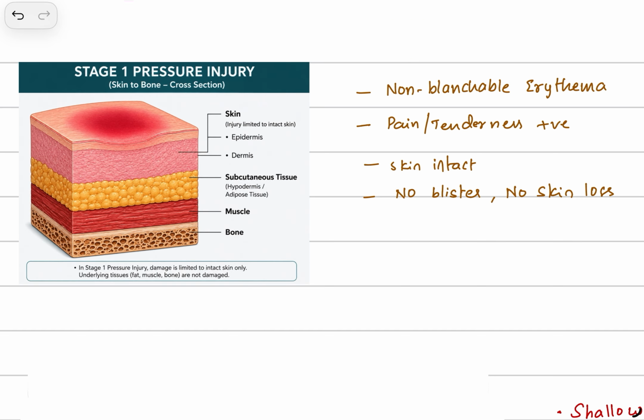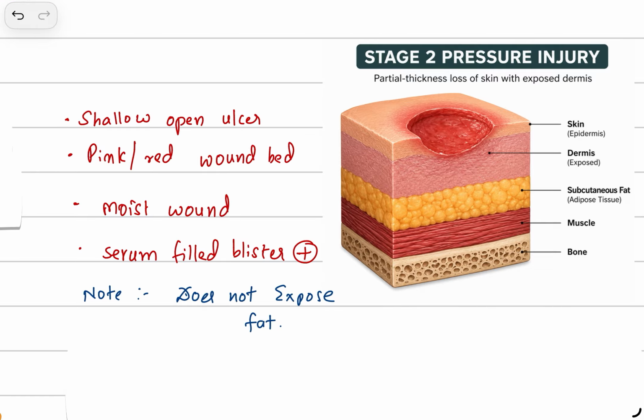There is a shallow opening, and it is continuing up to the dermis. So that means it is exposing the dermis also. Are you understanding? Then it is said to be second stage, where you can see a moist wound and also a serum filled blister. So it does not expose any subcutaneous fat. Clear? I hope everyone understood about stage 2, and this one is high pain. Which stage is having more pain means you should say stage 2 is having higher pain. Clear? Understood everyone? Yeah.